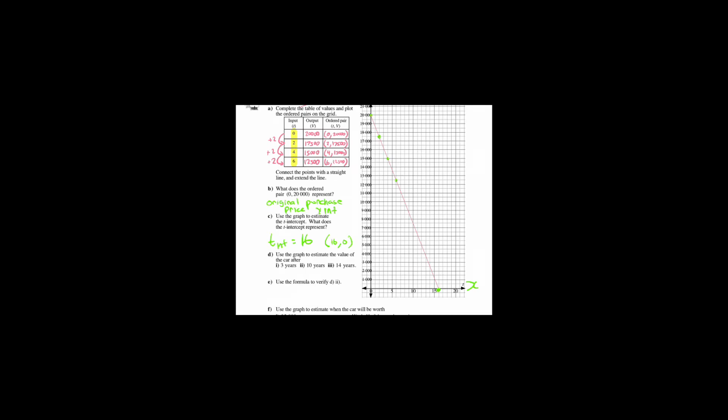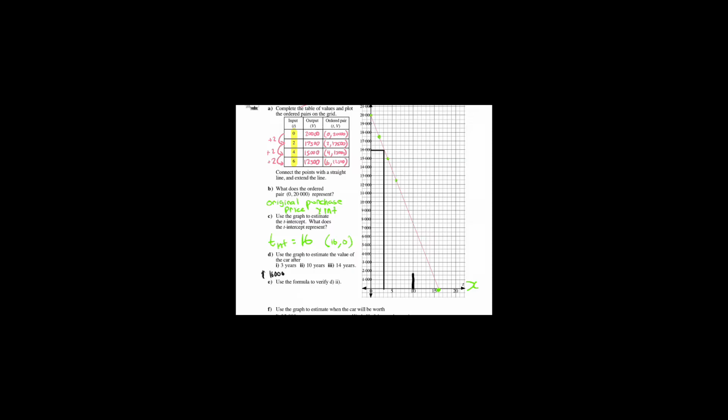Okay, part D says use the graph to estimate the value of the car after 3 years. So all we're going to do is take a line straight off of the 3 going up, and we're going to see where that crosses, and then we're going to take that over this direction, which is going to give us about 16,000. So it should be worth $16,000 after 3 years.